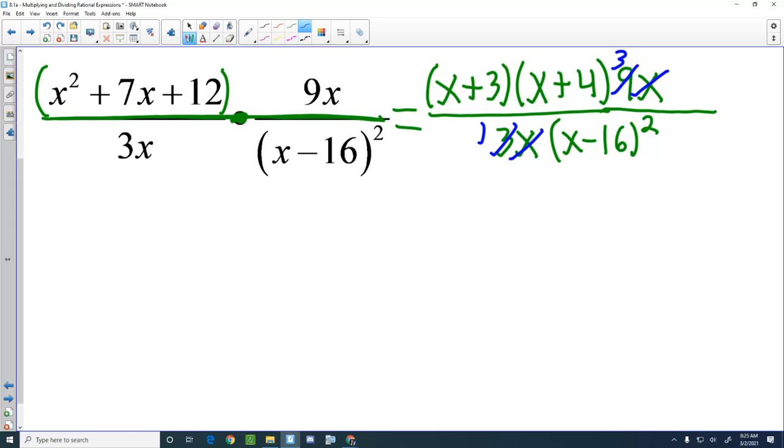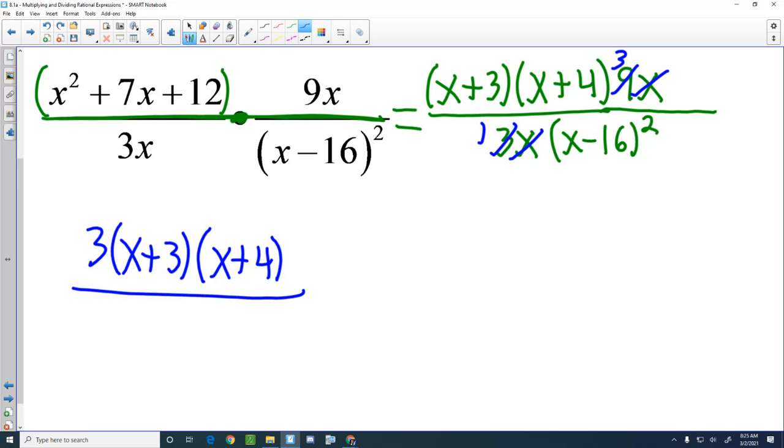So I'm going to rewrite this and just kind of rearrange it. Parentheses, x plus 3, times x plus 4. And in the denominator, I'm just going to have this (x − 16) squared. And that's that. Questions yet?